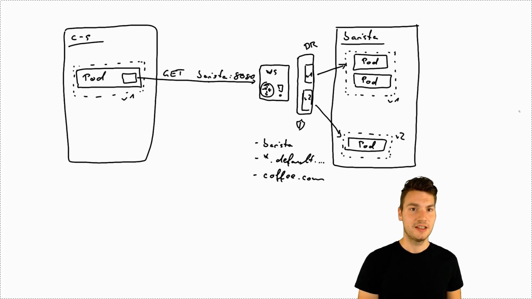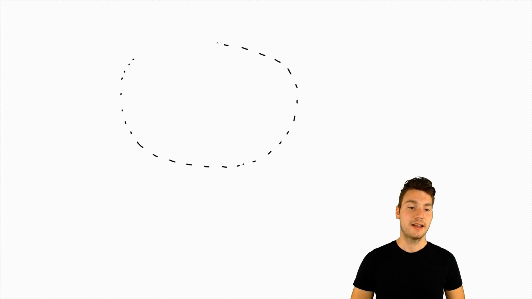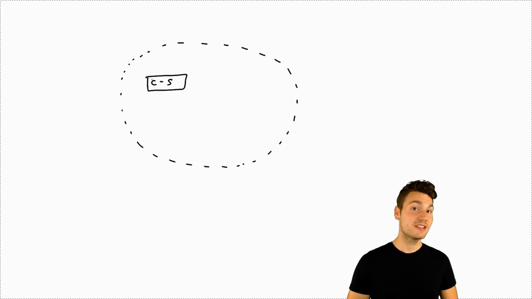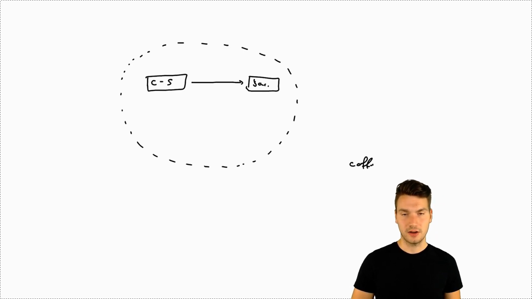Now, how to define these service entries? That is now the type, again, we need to use in order to add external services to our mesh. Because the reason for that is that initially, if we draw our service mesh again, and if we have our coffee shop service that wants to access our barista application. And now the interesting story is if our barista application wants to access something that is outside of a cluster, such as coffee.com.